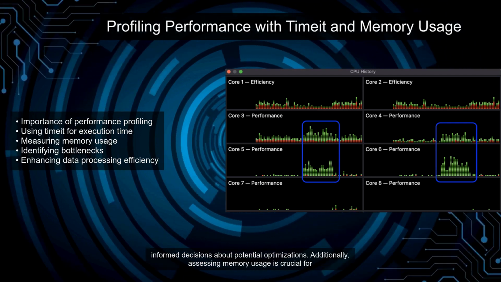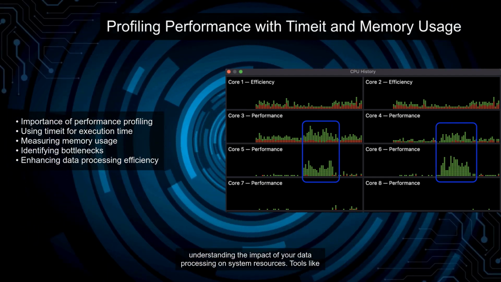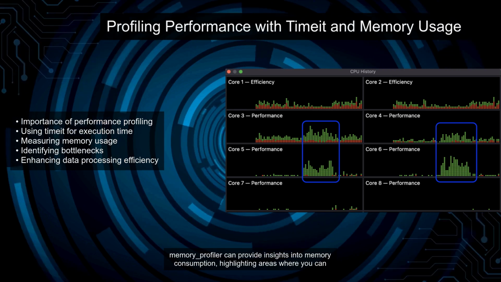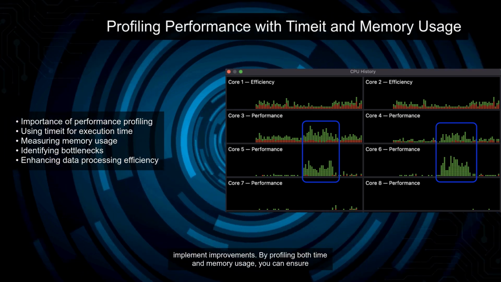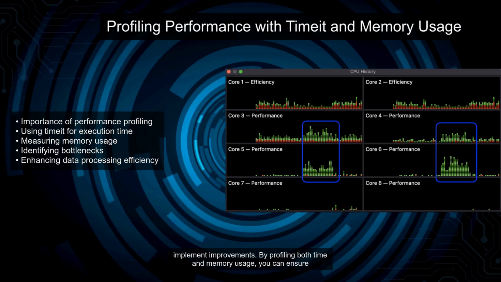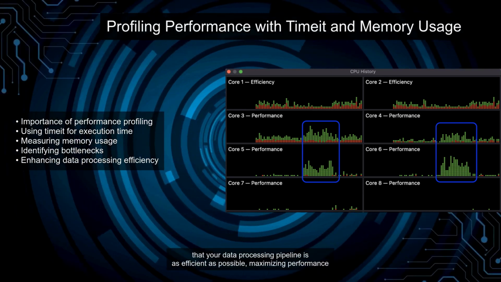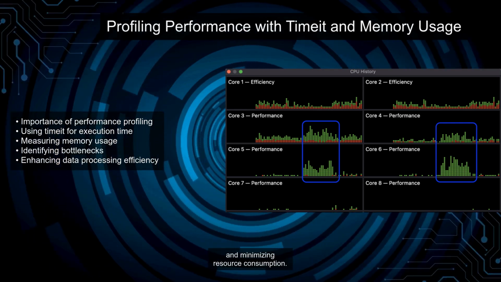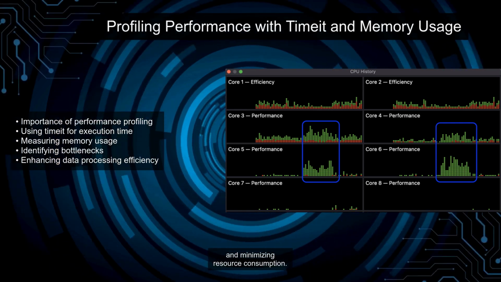Additionally, assessing memory usage is crucial for understanding the impact of your data processing on system resources. Tools like memory_profiler can provide insights into memory consumption, highlighting areas where you can implement improvements. By profiling both time and memory usage, you can ensure that your data processing pipeline is as efficient as possible, maximizing performance and minimizing resource consumption.